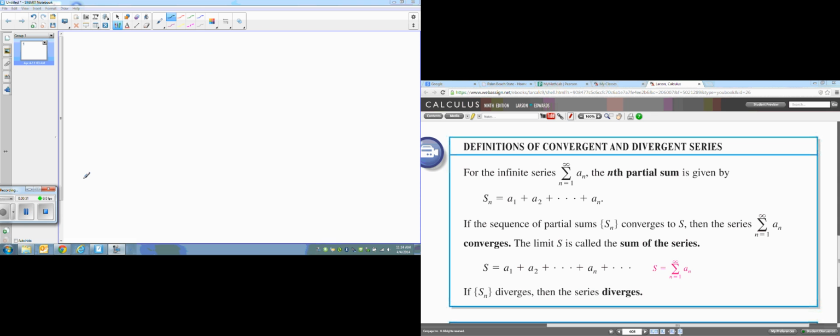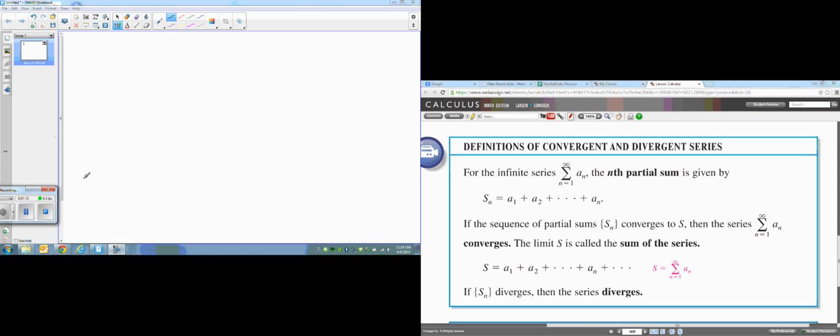Now, if the sequence of partial sums, so we're talking about a different sequence now, a sequence that contains these partial sums, converges to S, then the series will also converge, and the limit S is called the sum of the series. Remember, for a sequence to converge, the terms of that sequence have to have a limit, and that limit is going to be called the sum of the series for these sequences of partial sums.